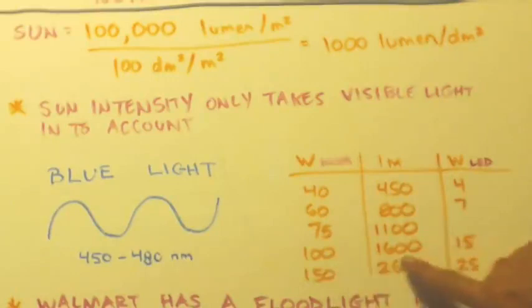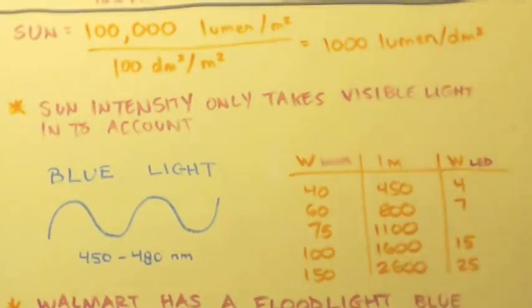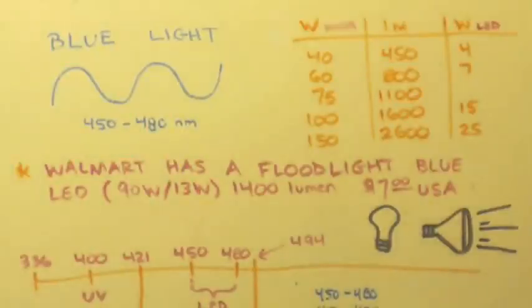Well, we wanted 100, right? Because we want more than the 1,000 lumens the sun puts out. We want at least 1,600. That's a 15-watt LED, so that's what I want. And this is why it doesn't matter to me to be exact, because look at this. Walmart has a floodlight.